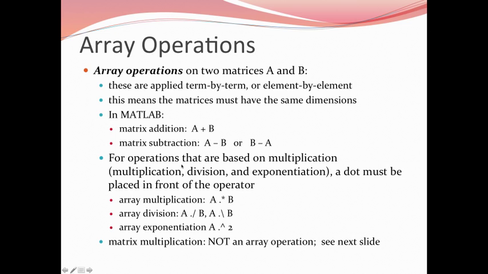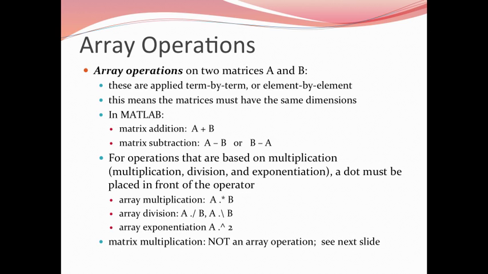Array operations are operations on two matrices A and B. What happens is that the operation is applied term by term or element by element, which means that the matrices must have the same dimensions to begin with. In MATLAB, to do matrix addition, for example, if we had two matrices A and B and they have the same dimensions, we could just say A plus B, and that's automatically going to go through every element in A and add the corresponding element in B to it.